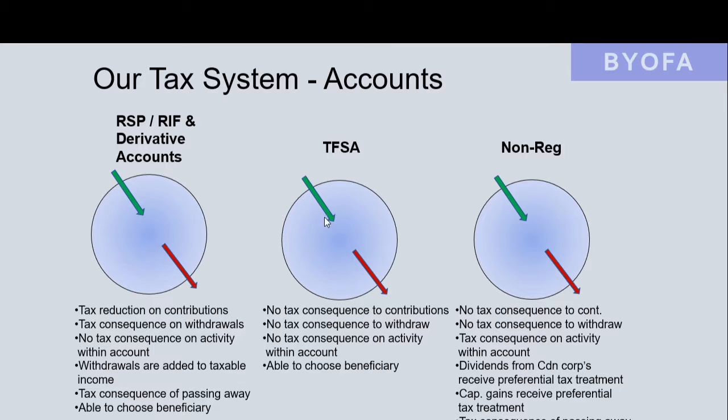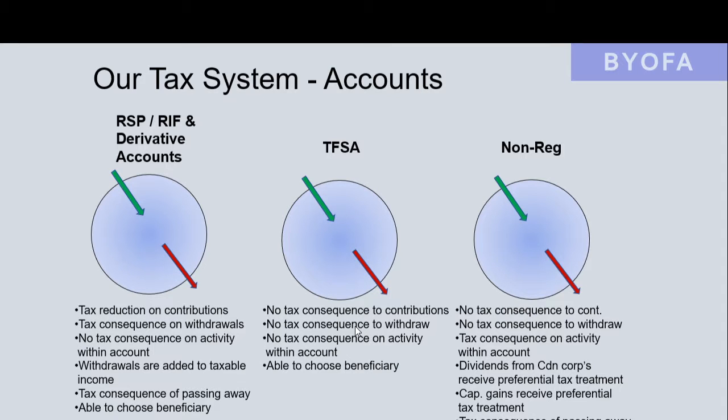If you make a $5,000 contribution to your TFSA, the government does not say, hey, here's the tax back on that $5,000 that you earned through your employer. They don't say that. So that's money that you've already paid tax on in this account. No tax consequence to withdraw, or no tax consequence on activity within the account.